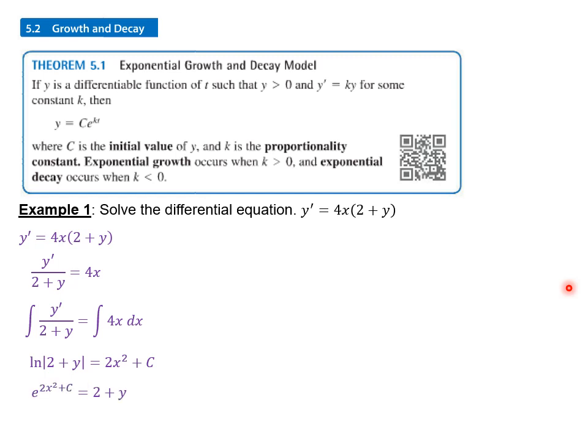Rewrite that as an exponential. So that's e to the 2x squared plus c equals 2 plus y. When you add exponents, we can separate those as e to the 2x squared times e to the c. And e to the c is just a constant, so we can just make that one big constant. And then finish solving for y. y equals c times e to the 2x squared minus 2. That's it.